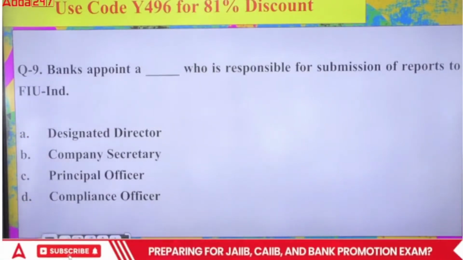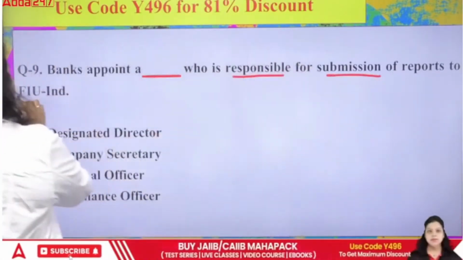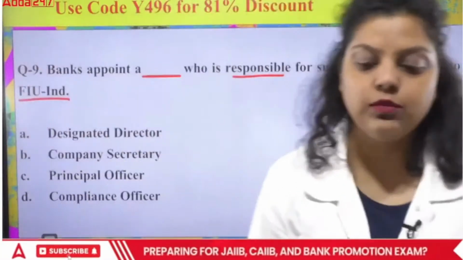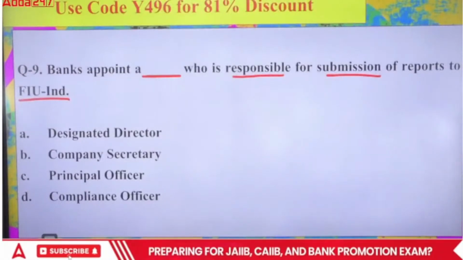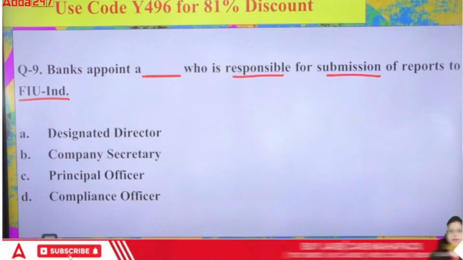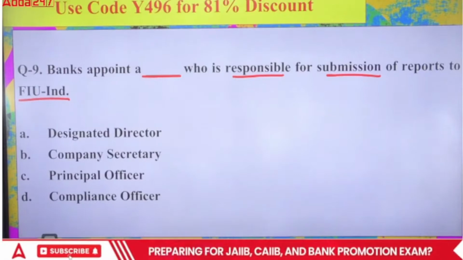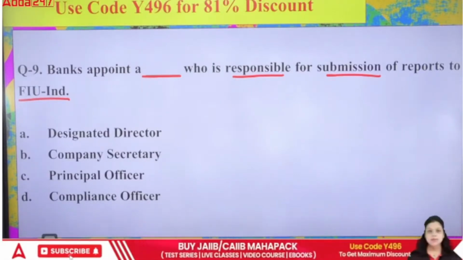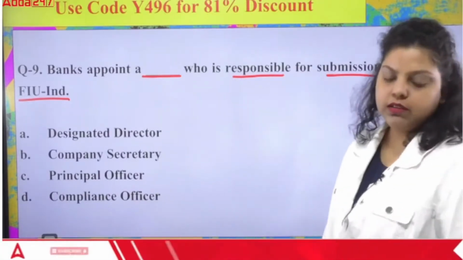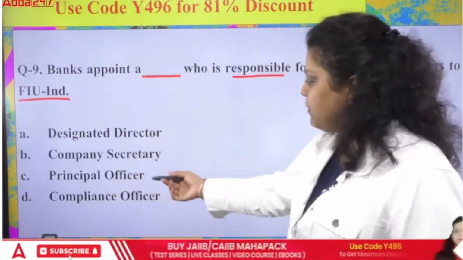Next. Banks appoint a dash who is responsible for submission of reports to the FIU-IND. Now, first of all, you should know what is FIU-IND. It is Financial Intelligence Unit, India. So which of the following will be appointed by the bank? Is it a designated director, company secretary, principal officer, compliance officer?